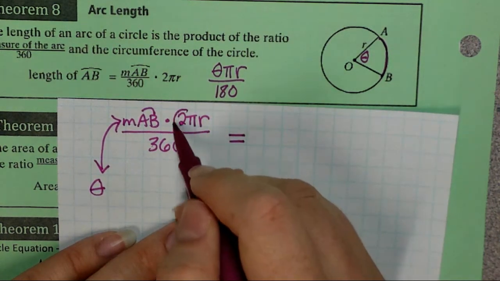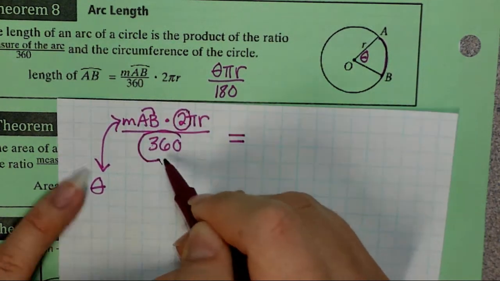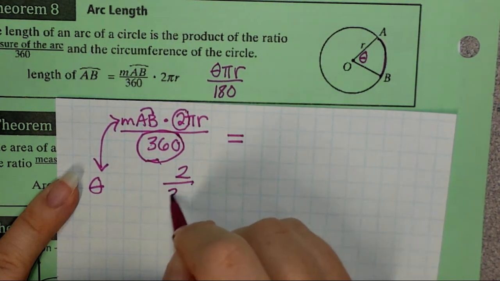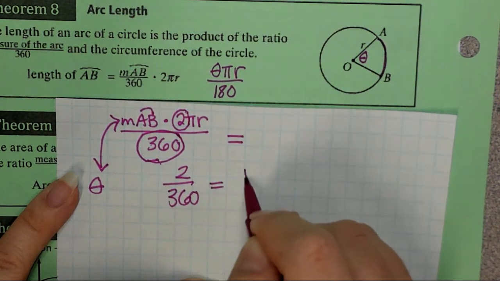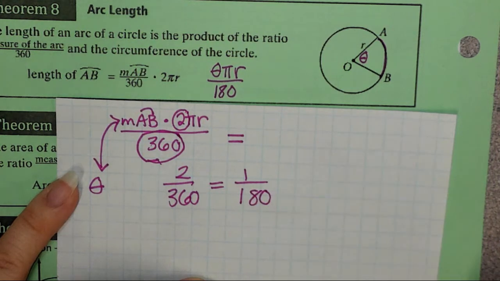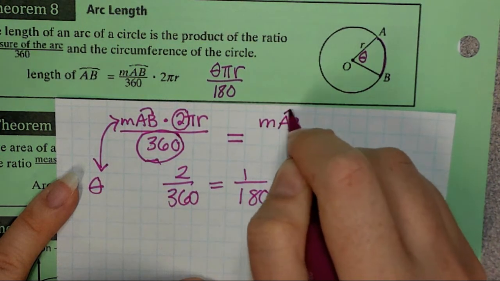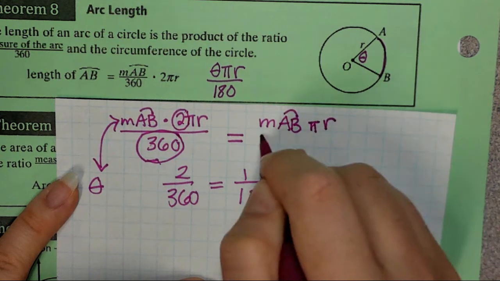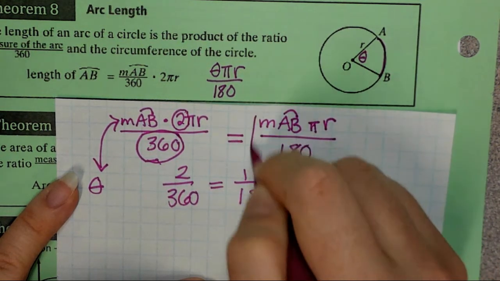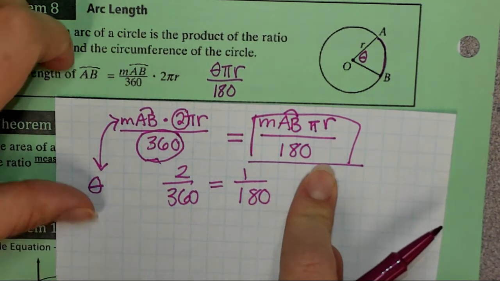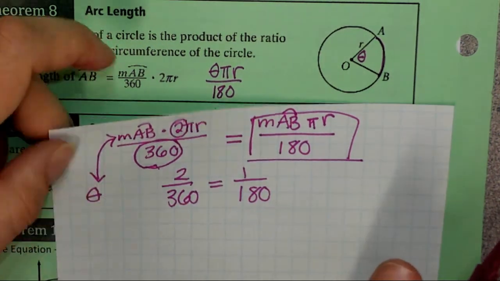But the thing is, this 2 and this 360, you can reduce. 2 over 360 reduces to 1 over 180. So really, this formula could be written as measure of AB pi r over 180, if you want a more concise formula. But either way, you get the same answer. It doesn't really matter.